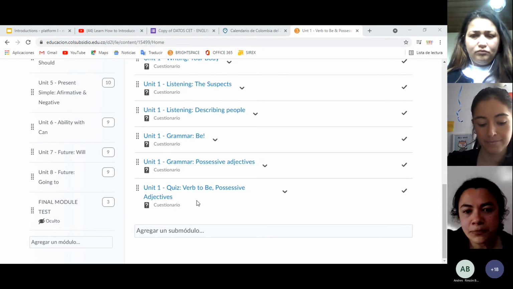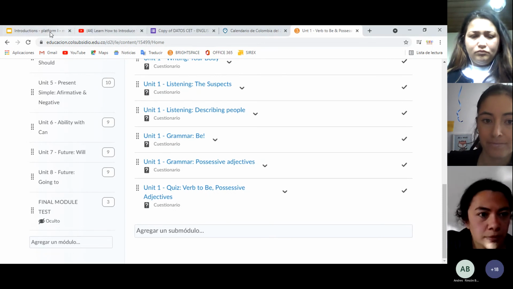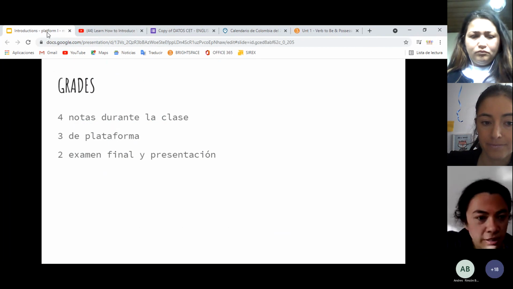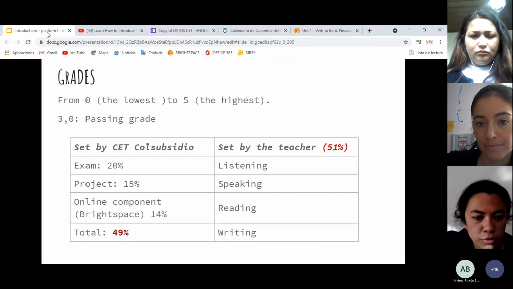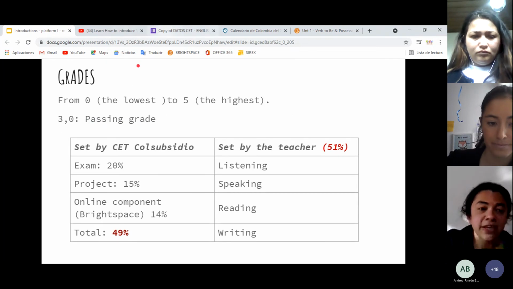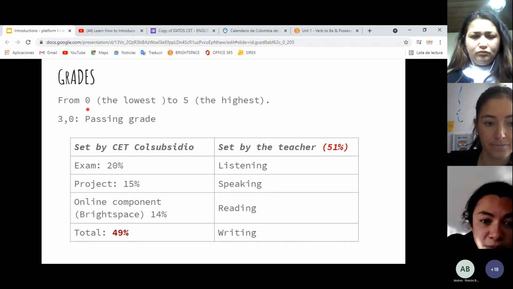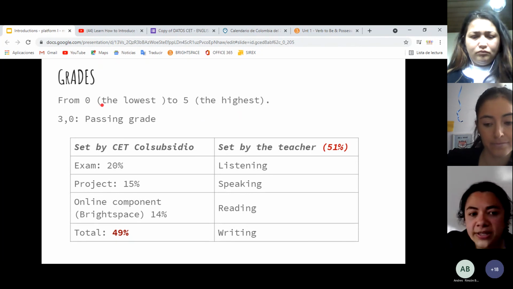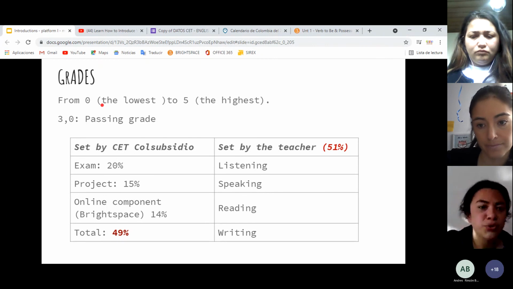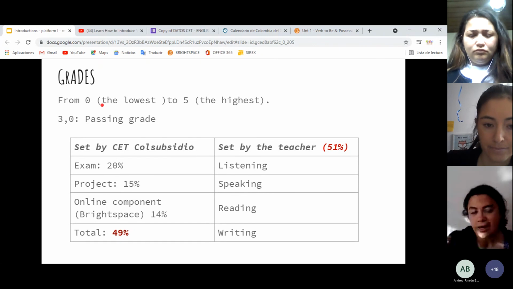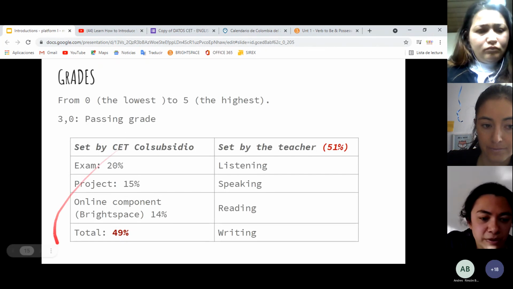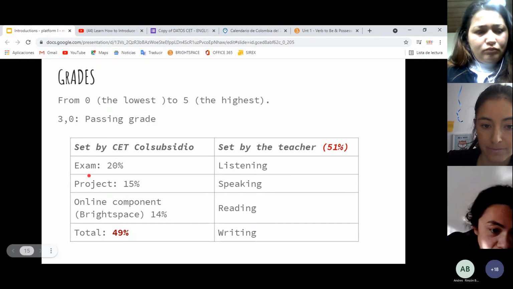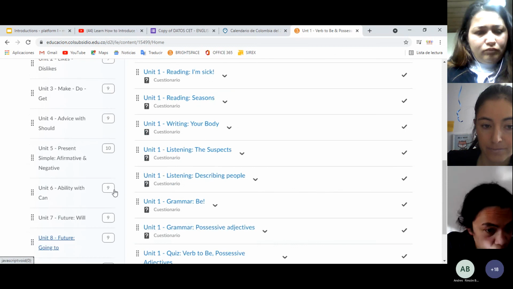Any other questions, guys, about this information? Yes, no? No. All right, guys, something important, guys. Our grades go from 0 to 5, all right? 0 means that there is no evidence at all, that you did not hand in anything. 5 means that the job done was very, very good. So we're gonna have here some information to take into account. We have an exam, we have a project, we have the online component, which is Brightspace, all right?